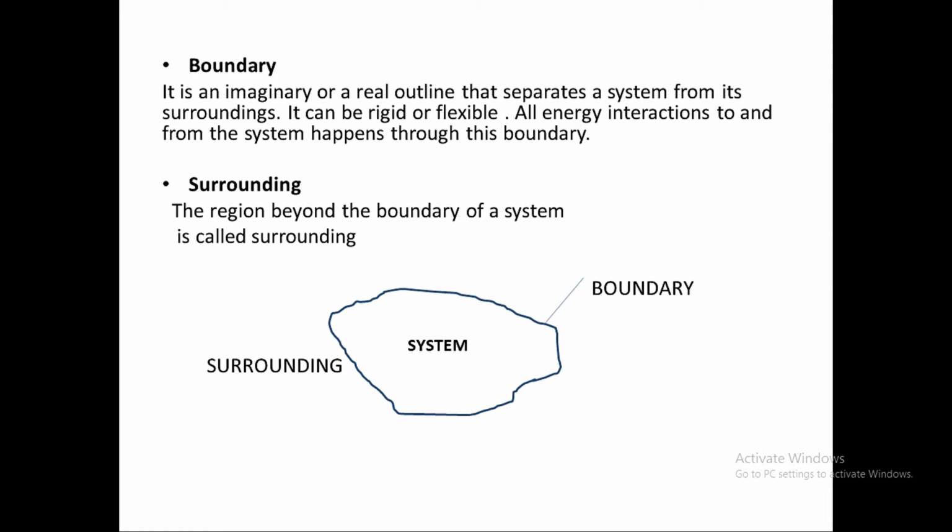So surroundings: the region beyond the boundary of a system is called the surroundings. Just check out this diagram. There is an outline and that is called the boundary. There is a system inside where the thermodynamic interactions take place, and the surroundings, where the surroundings affect this system's behavior constantly based on the system performance.